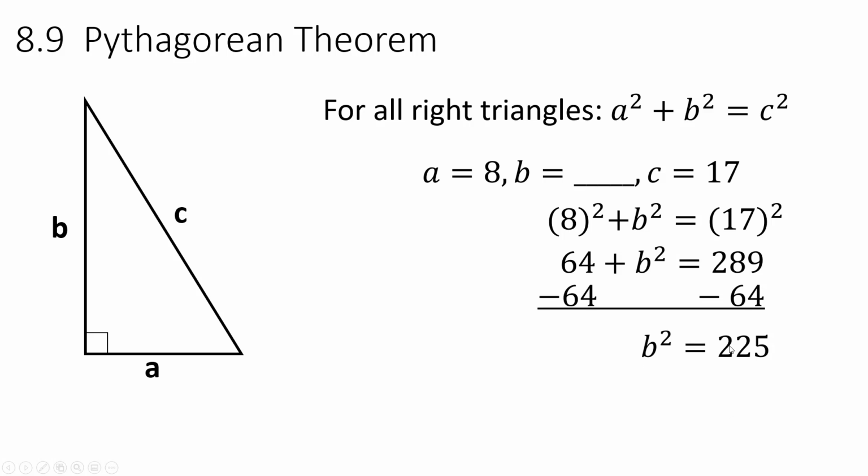If B squared is 225, all you need to do is take the square root of 225 to figure out what B is. So B is 15. They're not always going to work out to nice whole numbers, but so far I've got them designed for that. All right, let's keep going.